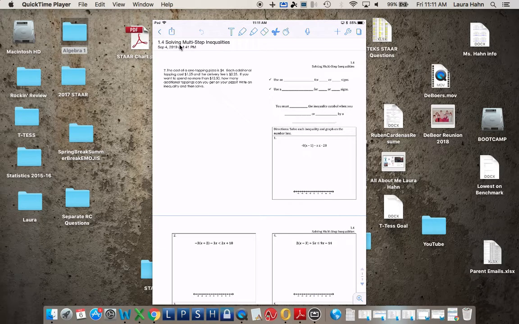Okay, so today we're going to be learning how to solve multi-step inequalities. Again, solving inequalities is very similar to solving equations. We just have to remember a few extra things. All right, so let's jump into here.